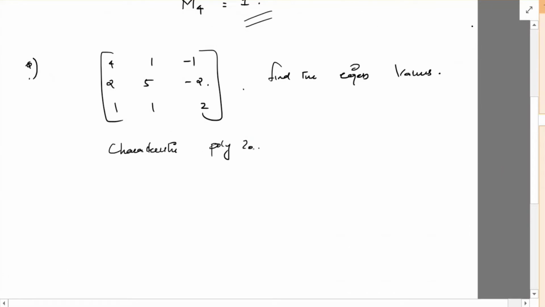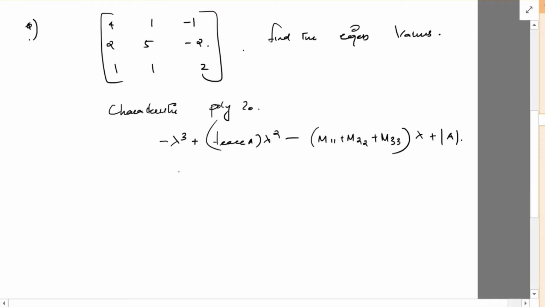What will be the characteristic polynomial? We can use the shortcut method, which will be minus lambda cube plus trace of that matrix into lambda square minus, sorry, minus m11 plus m22 plus m33 into lambda plus determinant of that matrix. So which will be the same as minus lambda cube plus trace. What is the trace of this matrix? 11. That is 11 lambda square minus of what are m11, m22, m33.